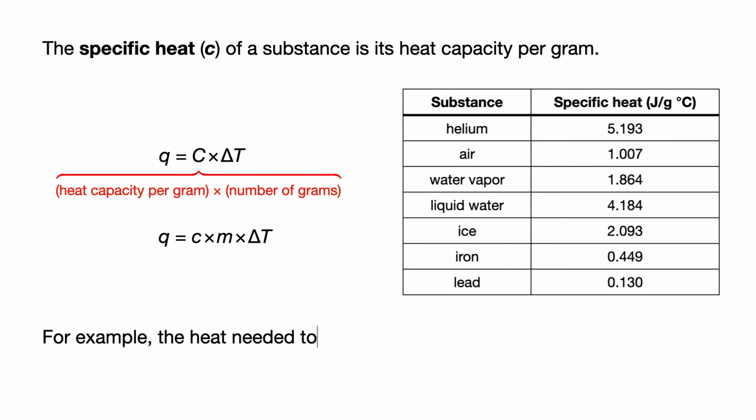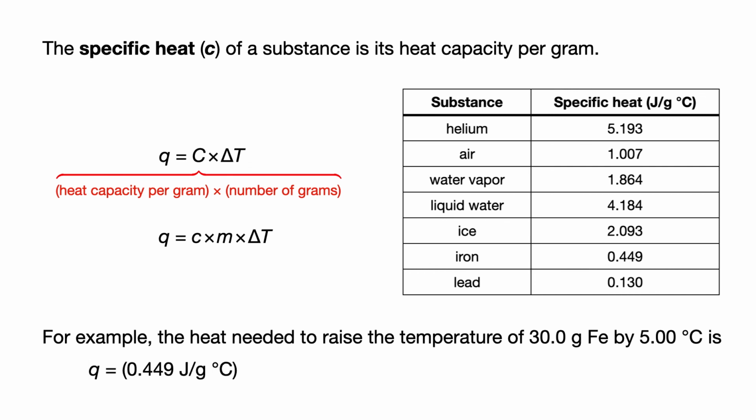So, for example, the heat that's needed to raise the temperature of 30 grams of iron by 5 degrees Celsius. In order to find that, we would take the heat capacity of iron, which is 0.449 joules per gram per degree Celsius. We multiply that by the number of grams of iron, in this case 30.0 grams, and then multiply by the change in temperature, 5.00 degrees Celsius. Multiplying all that out, the grams cancel, the degrees Celsius cancel, and we are left with 67.4 joules of heat.